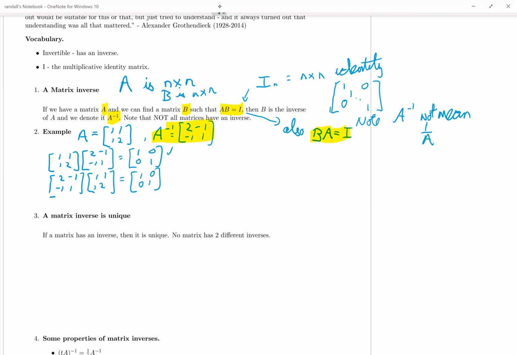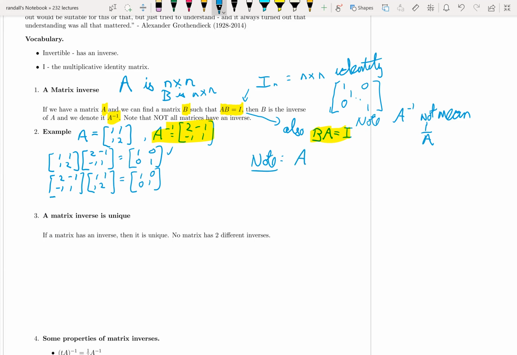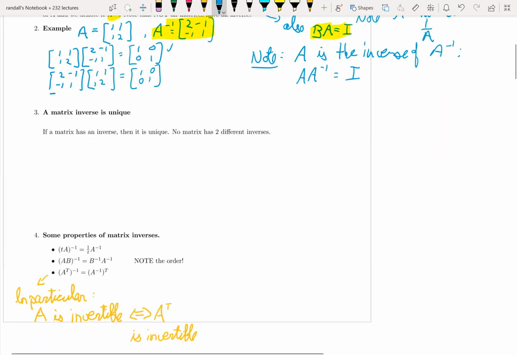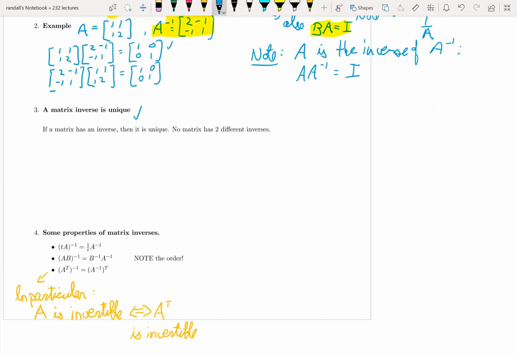We also want to make a note here that A is the inverse of the matrix A to the minus 1, because this is true. In other words, if you find two square matrices such that their product is the identity, then they are inverses of each other. Now the inverse is unique, so there's only one, just like for numbers.